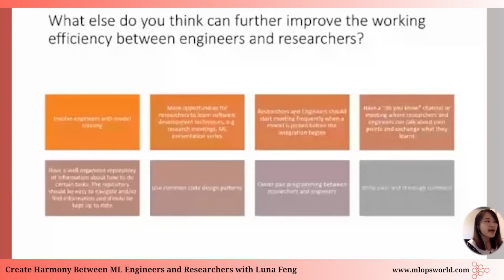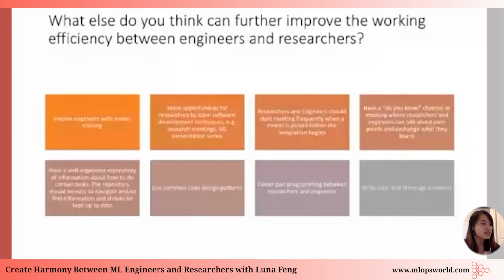The next suggestion is we should have some channel or meetings where researchers and engineers can talk about the pain points and exchange what they learned. This can be done in Slack or Teams, whatever communication tools you're using. Because sometimes there might be better ways of doing certain tasks that someone might not be aware of, but since it is not a huge pain, people don't ask about it. If we have a channel like that, engineers and the researchers can share what they learned and the best practice of doing a certain task.